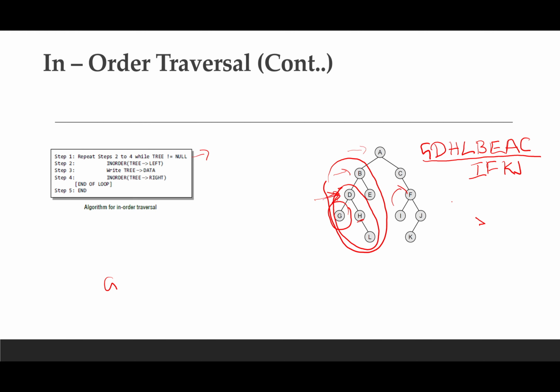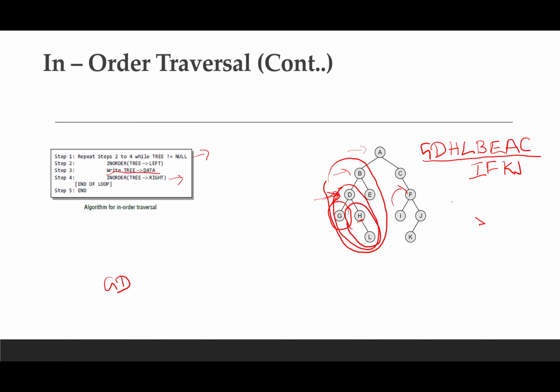So what will we do? It will write tree->data. So what will it do? It will write the D. Then it will call the function inorder(tree->right). So what will it do? It will check for this right.